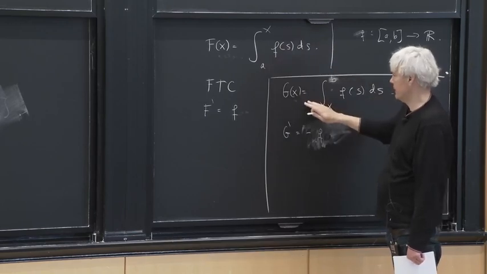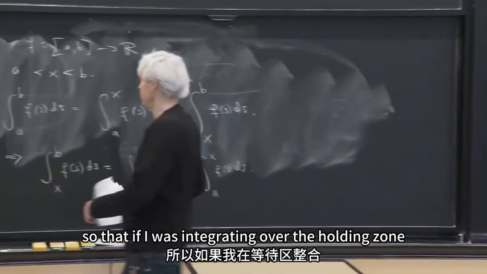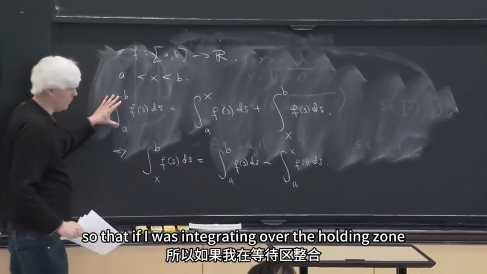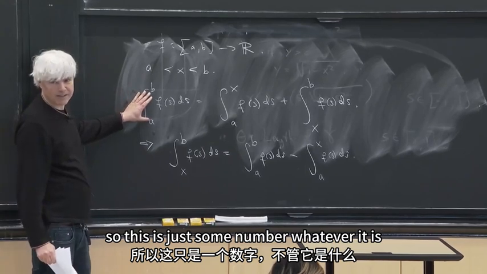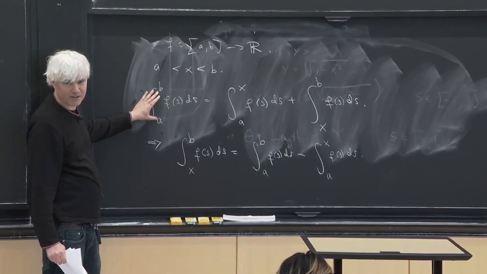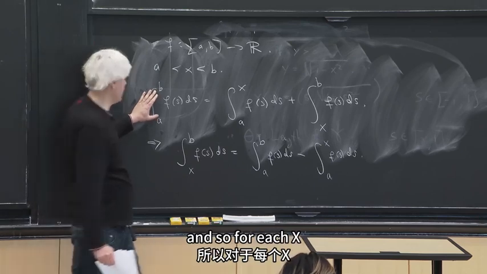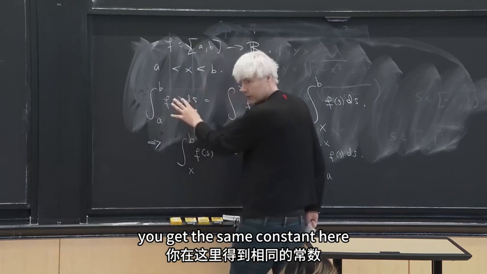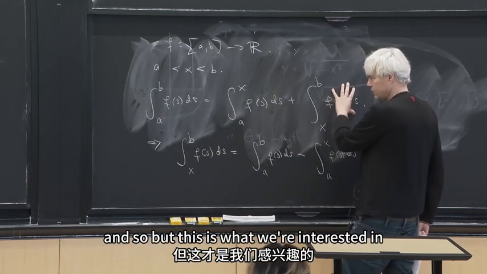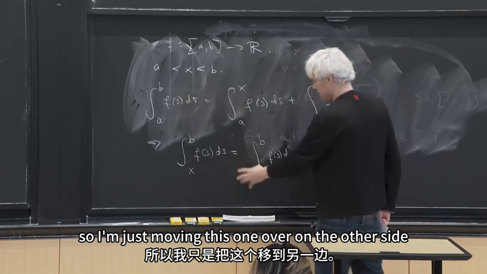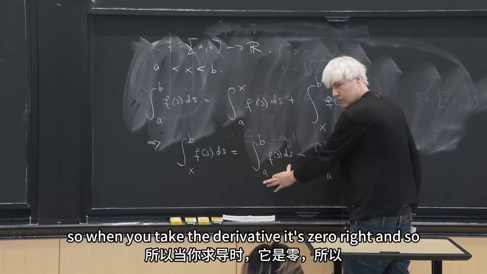What is the derivative? In order to figure out that derivative, I'm using that if I was integrating over the whole interval, a and b are fixed. So this is just some number, whatever it is, but it's probably not 0. In general it wouldn't be 0, it's just some constant. For each x you get the same constant here, and then it's equal to this plus that. But this is what we're interested in, so I'm moving this one over to the other side. Remember, this here is a constant, so when you take the derivative, it's 0.